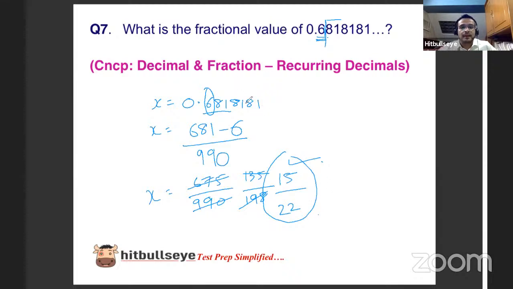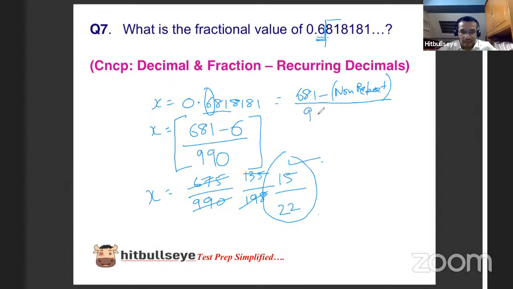Please check. This formula is what we have to remember. I write down the digits once, 681, minus the non-repeating, divided by the number of nines, which are repeating 2 times, and the number of zeros is the count of non-repeating digits. This becomes my generic formula for all decimal to fraction conversions going forward. So my answer is 15 by 22, not 9 by 11, not 79 by 111.